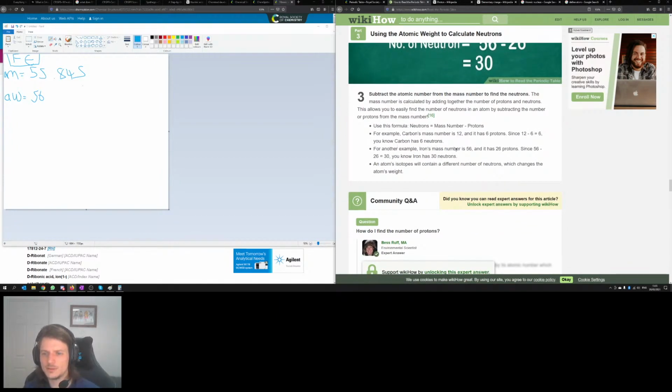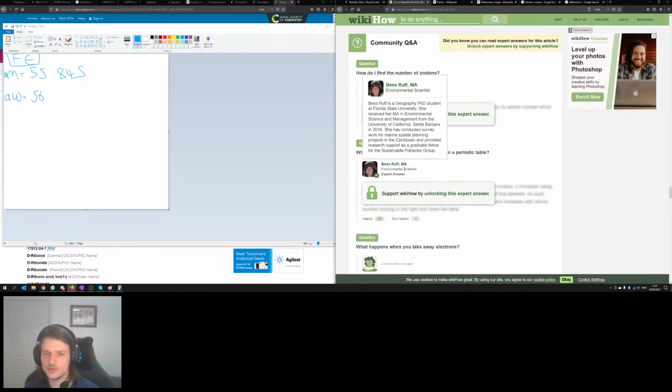For another example, iron's mass number is 56 and it has 26 protons. Since 56 minus 26 is 30, it has 30 neutrons. An atom's isotopes will contain a different number of neutrons, which changes the atom's weight.